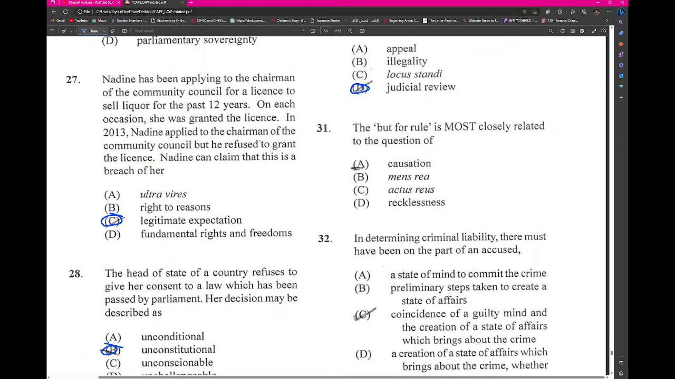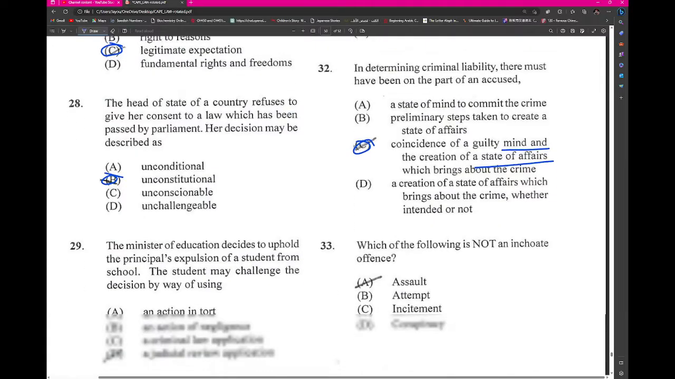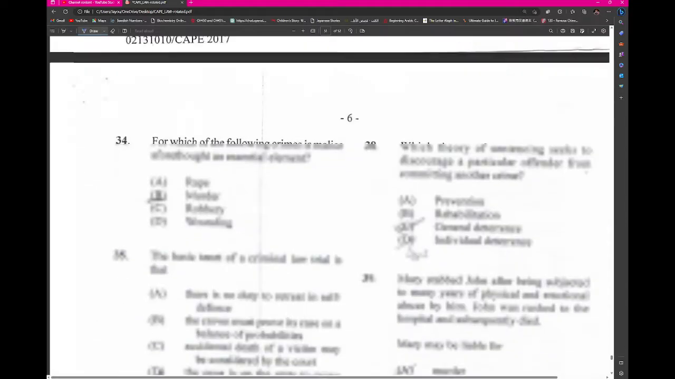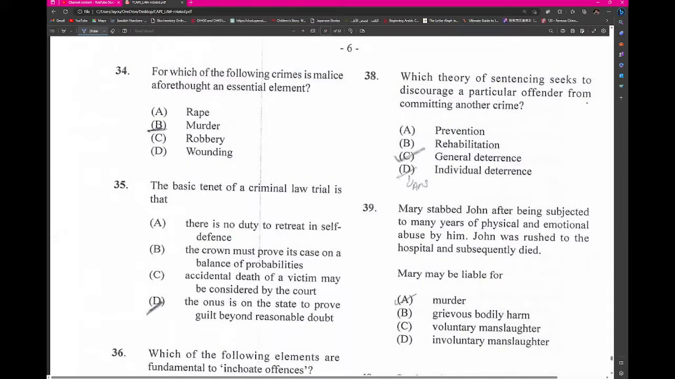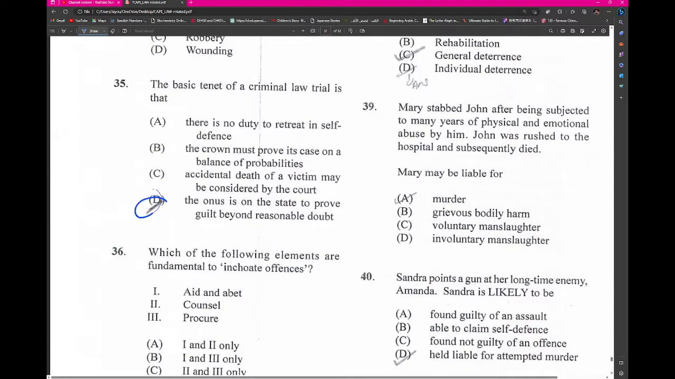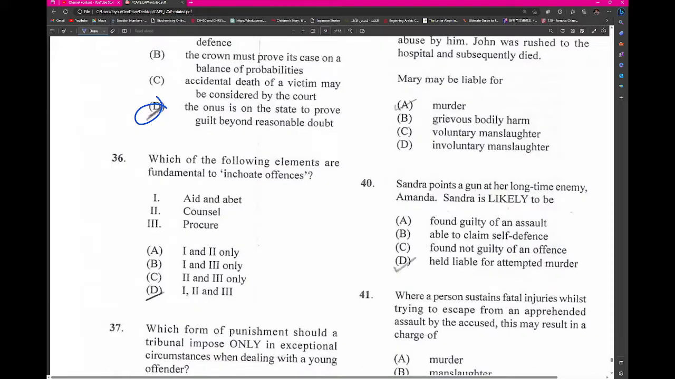The but-for principle is for causation. In determining criminal liability, there must be coincidence of the guilty mind and a state of affairs that brings about a crime. Which of them is not inchoate? Assault is not an inchoate offense. For which of the following crimes is malice aforethought an essential element? Murder. The basic tenet of criminal trial is that the onus is on the prosecution or the state or the crown to prove guilt beyond reasonable doubt.